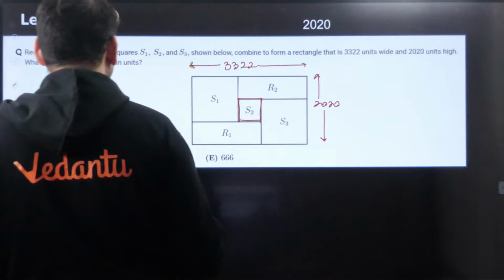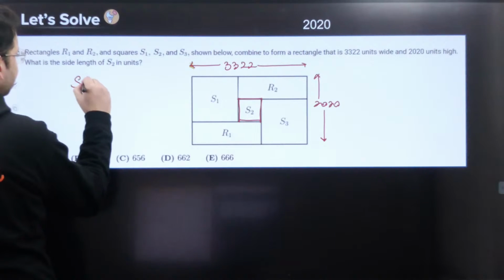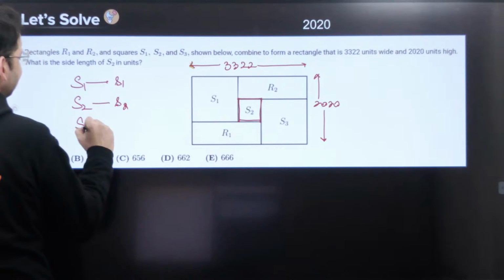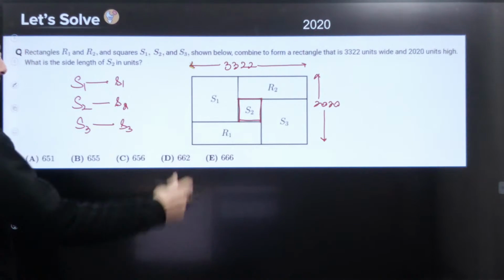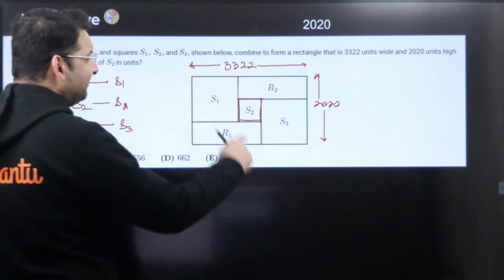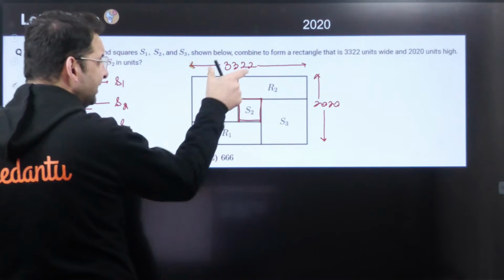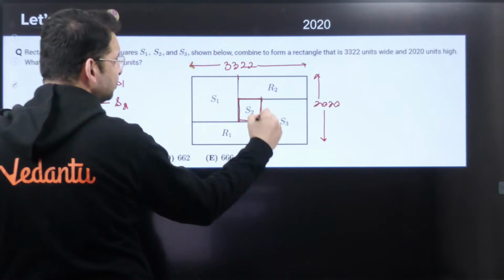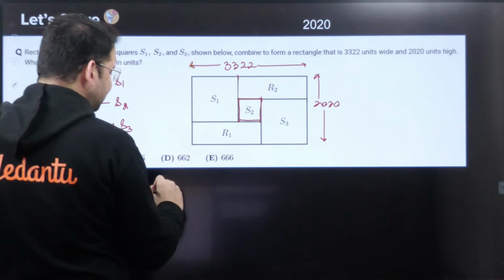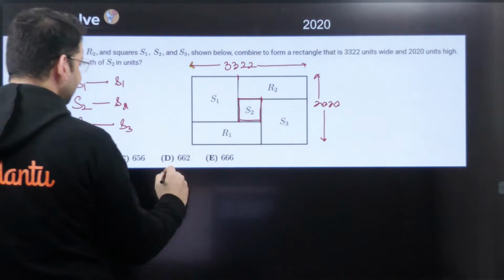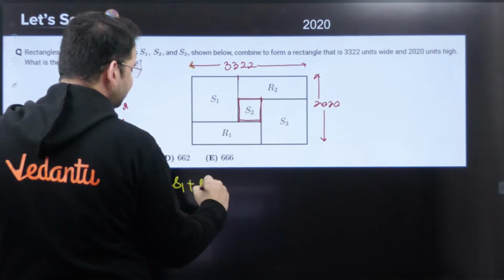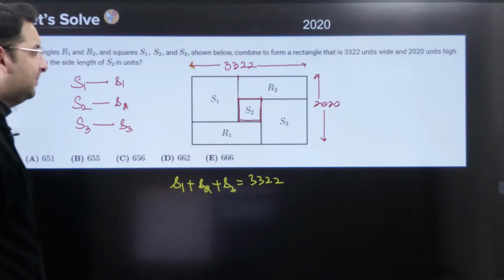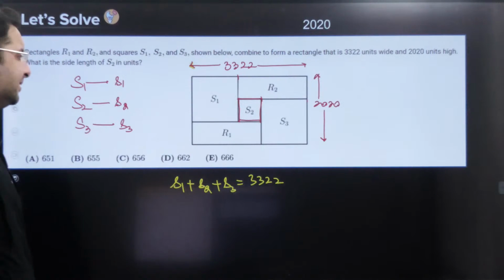So let us assume the side length of S1 is small s1. For S2, the side length is small s2. And for S3, it is s3. Now these are the two dimensions which are given to us. If we take the length and write it in terms of the side lengths, S1 ends here, from here S2 starts, and from here S3 starts. So S1 plus S2 plus S3 covers the entire length. So can I say safely that S1 plus S2 plus S3 is actually 3322? There is no problem in writing this.